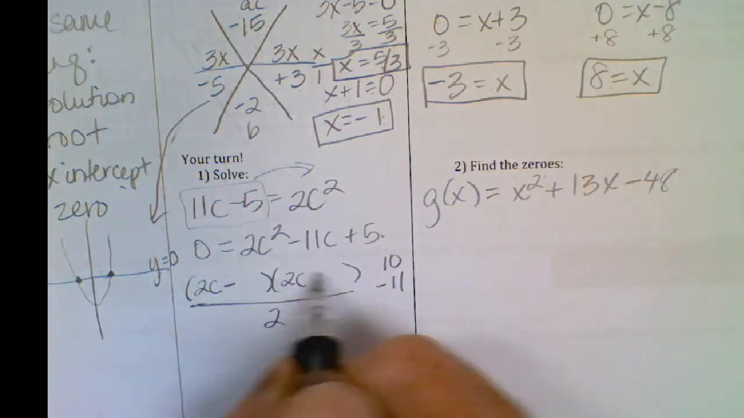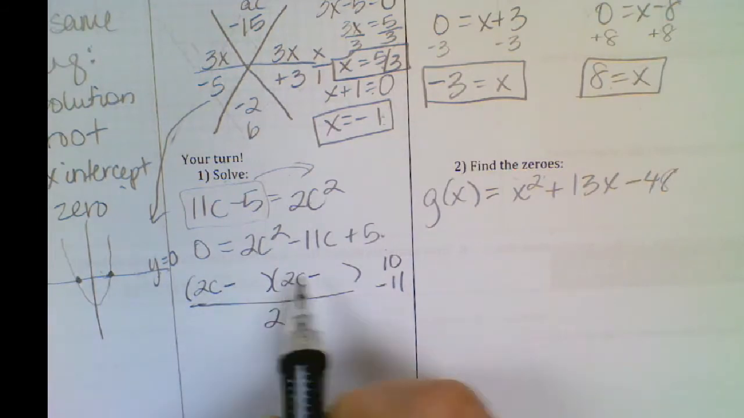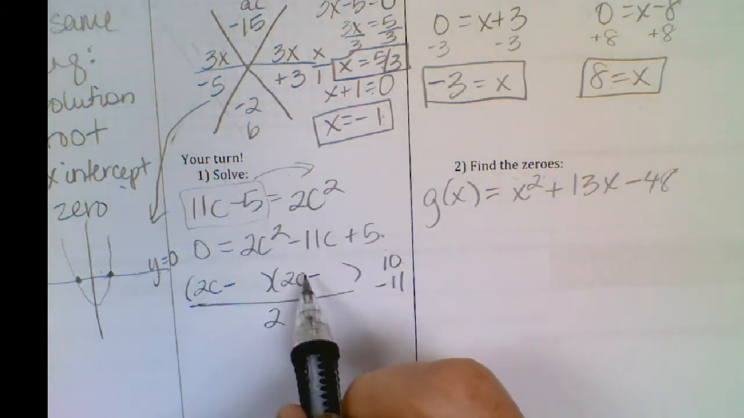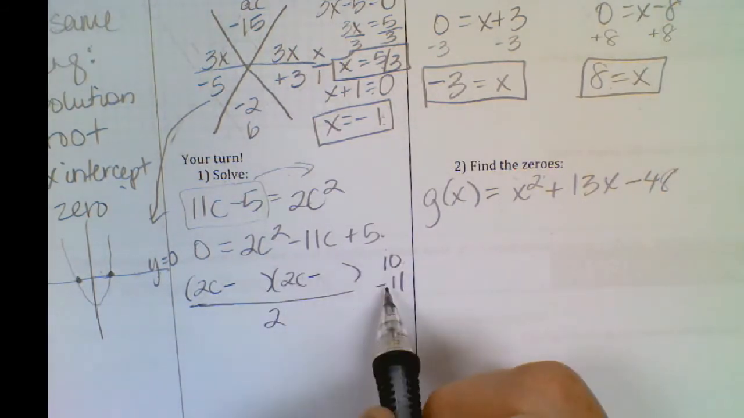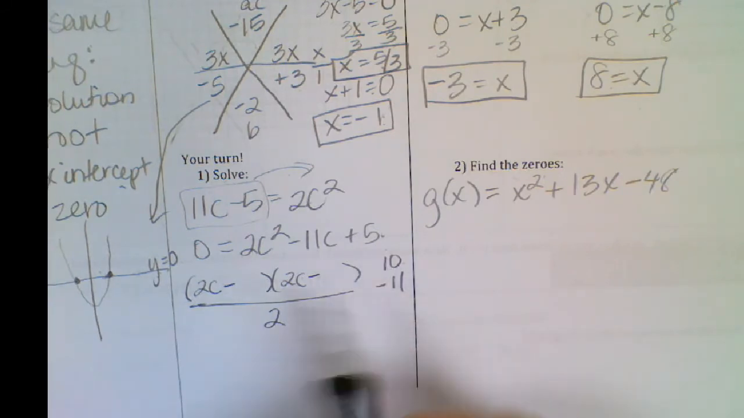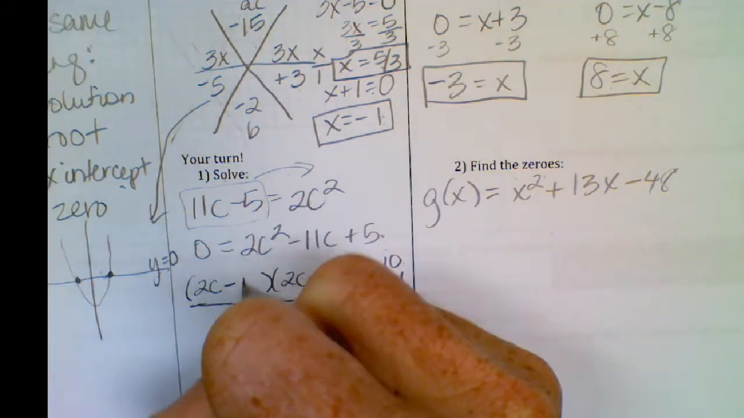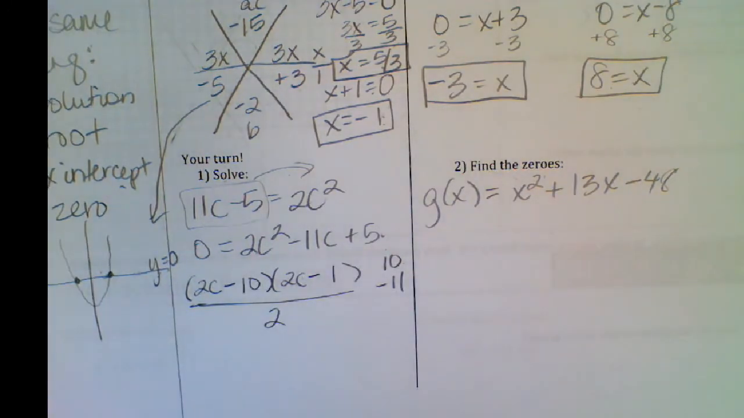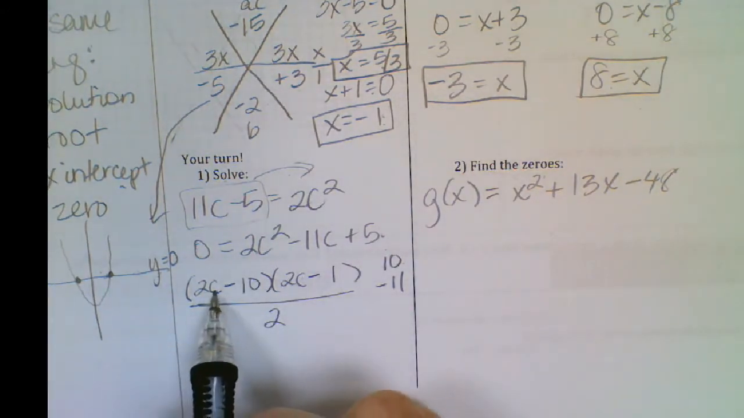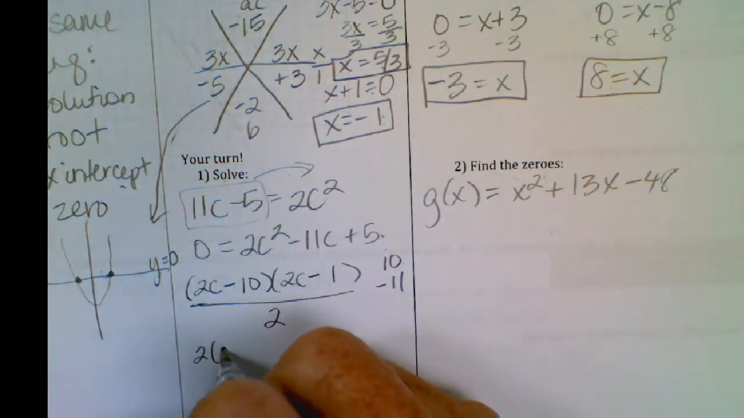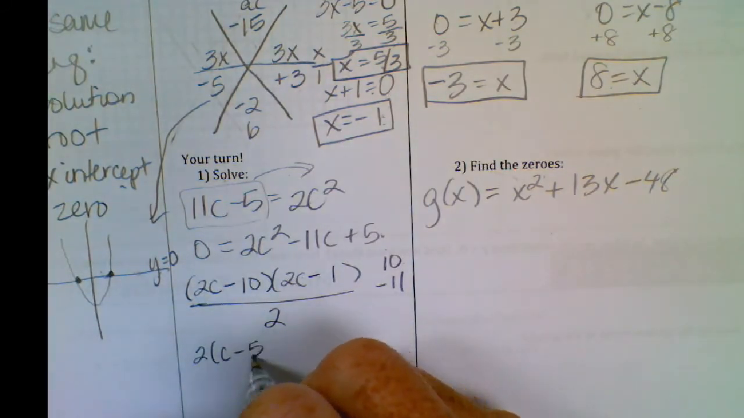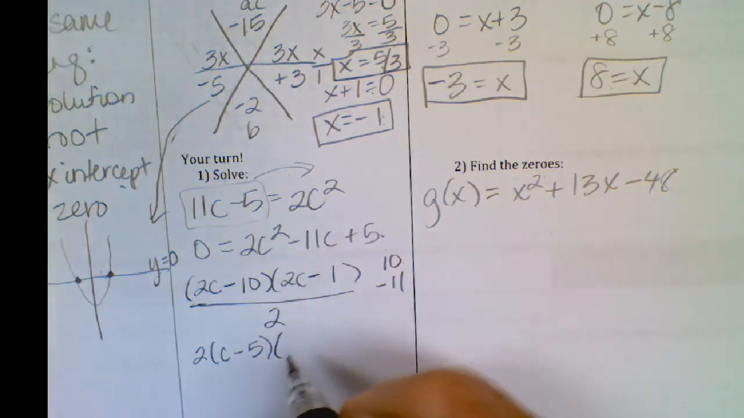I already know that both of my signs have to be negative. A negative times a negative gives me a positive, and a negative plus a negative gives me a negative. I can have 1 and 10, or 2 and 5. Well, 2 and 5 adds up to 7, but 10 and 1 add up to 11. So 10 and 1. Out of this, I can factor a 2, so I would have 2 times c minus 5. Out of this factor, I can't simplify, so I'm just going to leave it like that.